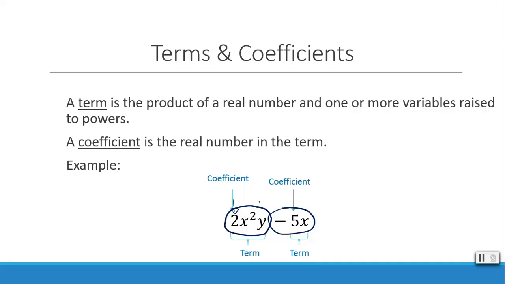Coefficients are the numbers that are out front of your terms. So this would be a coefficient of 2, and notice I'm going to say this is a coefficient of negative 5 because you always want to take the sign that's in front of it.